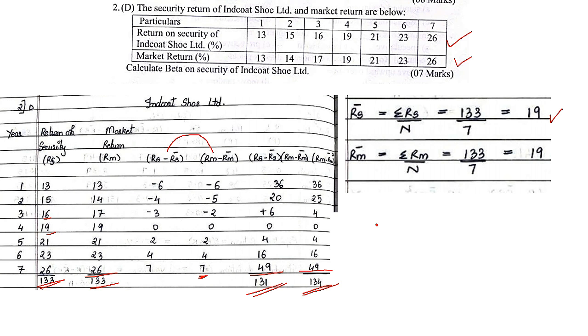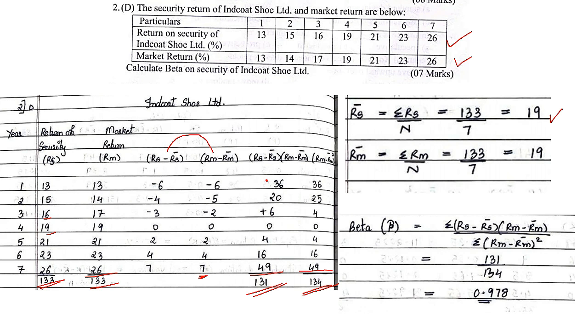Finally, we apply the formula of beta. So beta is sigma of RS minus RS bar into RM minus RM bar, that's the second last column, divided by RM minus RM bar the whole square, that is the last column. So 131 divided by 134, we get the value as 0.978. So this is all you need to solve and calculate beta. You can go through it once in the simplest manner.